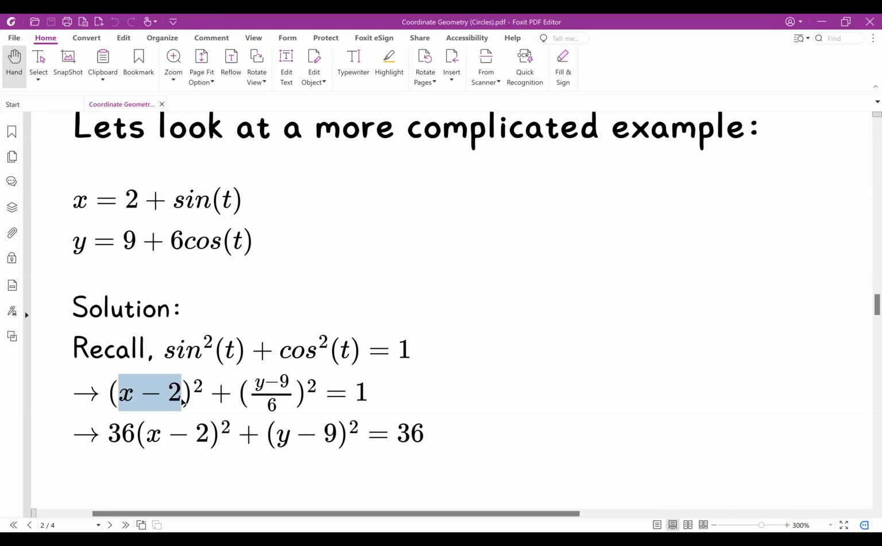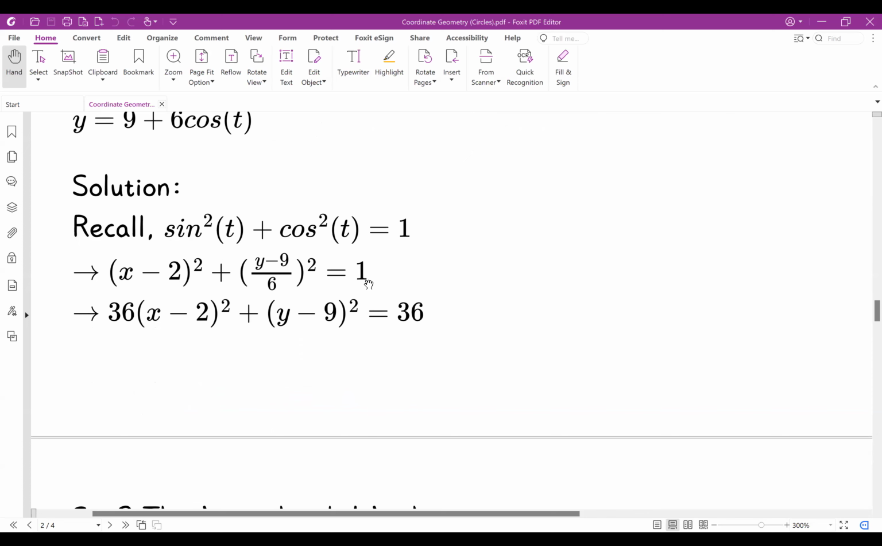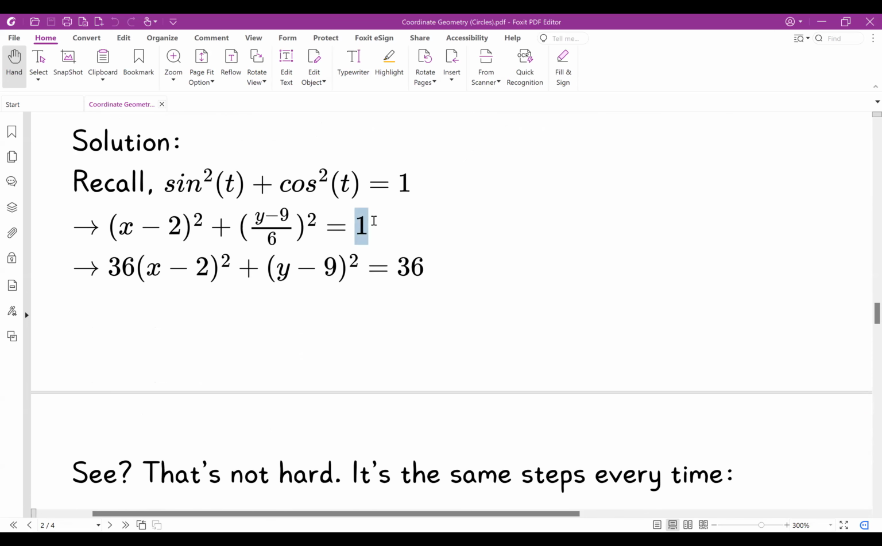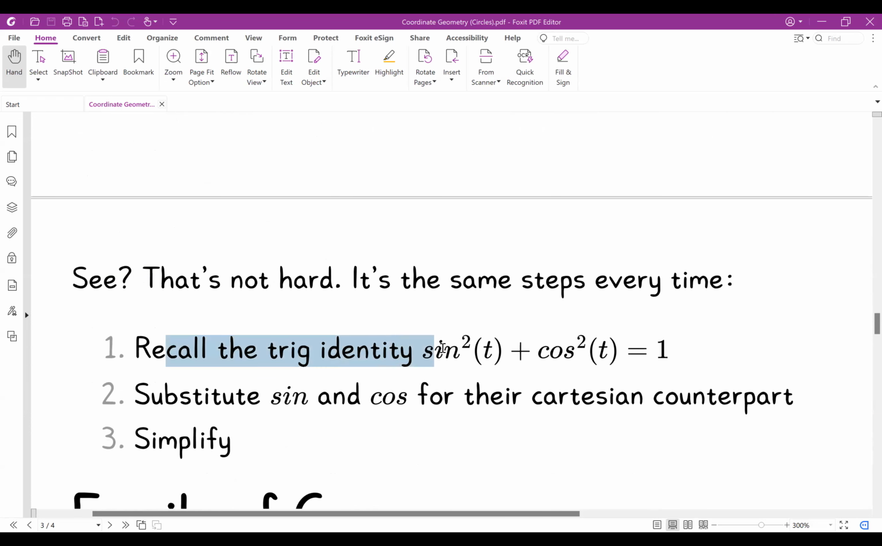So that's x minus 2 squared plus, now cosine is going to be y minus 9 divided by 6, all squared. Now that's equal to 1, right? And next step is to just remove this 6 from inside. So this becomes 36 outside, 36 outside here. So I realized that wasn't hard. It's the same steps every time. Recall the trig identity, sine squared plus cosine squared being 1. Substitute sine and cosine for their Cartesian counterparts, and just simplify.